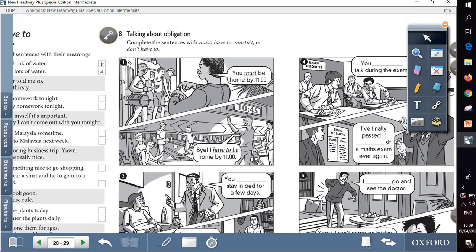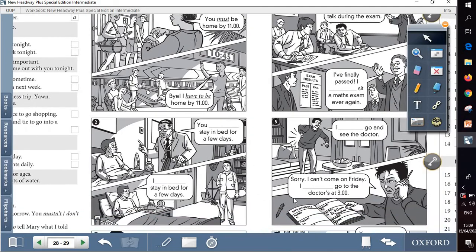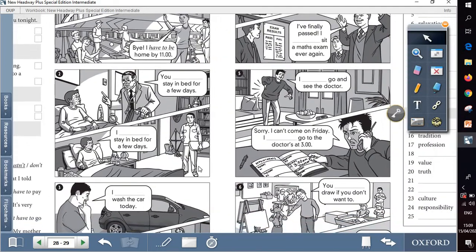Question 8. It's also about talking about obligation. Complete the sentences with must, have to, mustn't, or don't have to. So here we have a short story based on what we have in the pictures. We are going to finish the sentences.